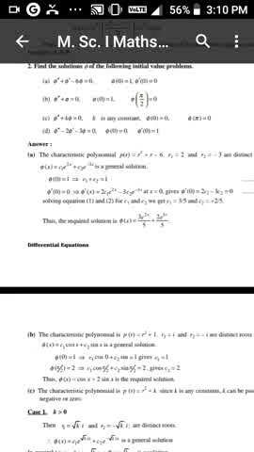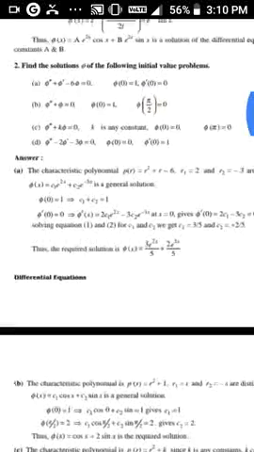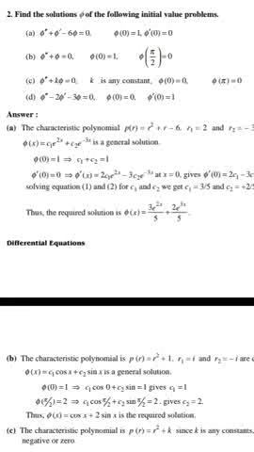Today I will discuss the examples on initial value problem. Find all the solutions of the following initial value problem: phi double dash plus phi dash minus 6 phi is equal to 0, phi of 0 is equal to 1 and phi dash of 0 is equal to 0.